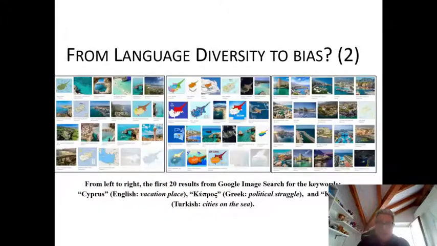in the web. But it's even worse than that. There's another query. Here we do have the result of a search for Cyprus. So Cyprus is an island, of course, part of Europe in the Mediterranean Sea. But you see here, the game was, I typed Cyprus into Google Images using the English version, the Greek version, or the translation, of course, or the Turkish version of the word Cyprus.